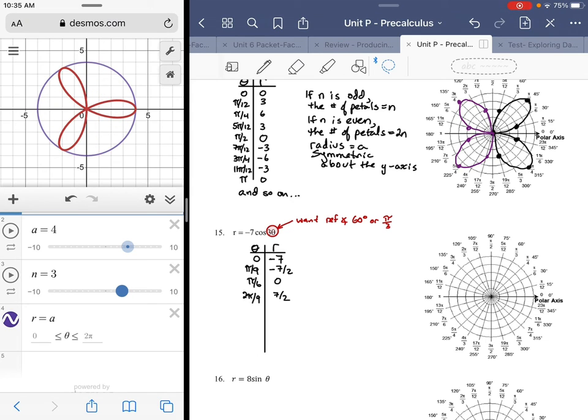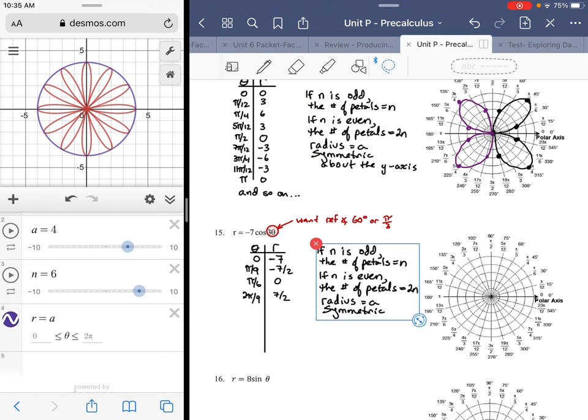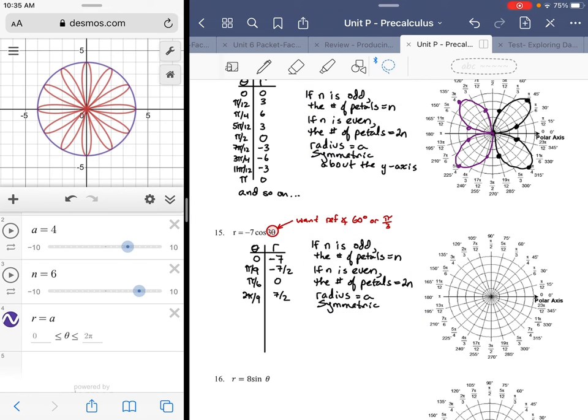Even number, I get double the number, whatever the n value is, I get double that to give me the number of petals. 3, same number of petals. 4, double. 5, same. 6, double. Radius still holds, so we're still good there. So all this stuff that I'm about to copy over still applies.